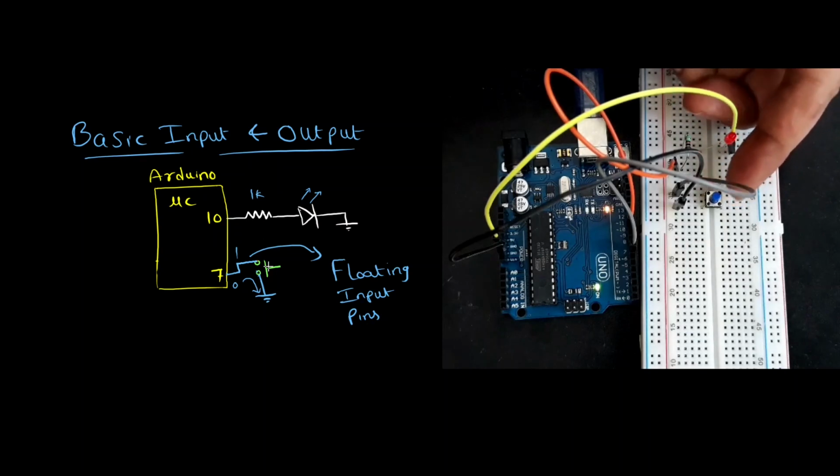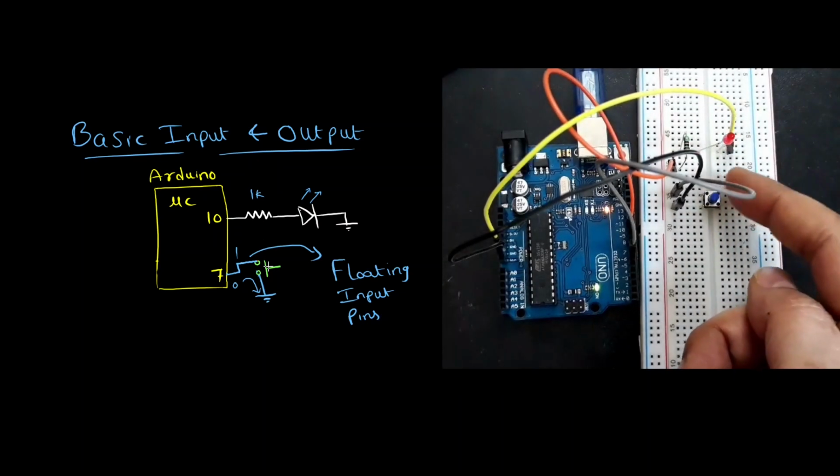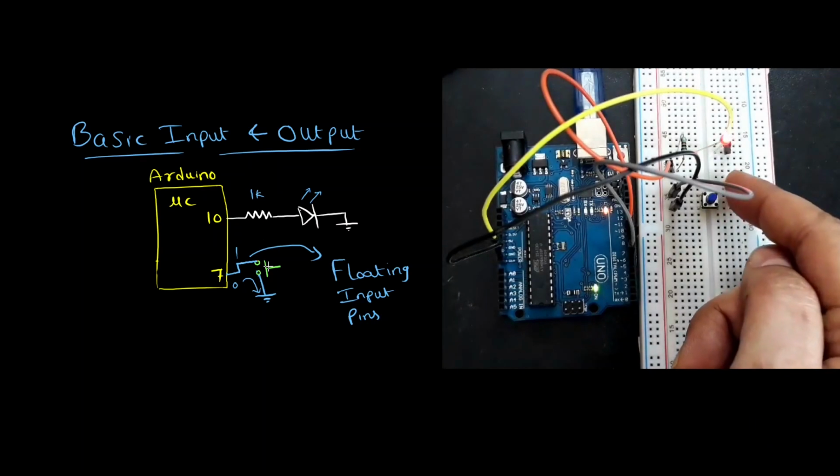If you leave any input pin floating, then the pin would catch any random noise and it would lead to wrong signals. So you would be reading wrong signals at the input. Even without pressing the button, it is catching random noise. So let's see how we can eliminate this problem without using an external resistor.